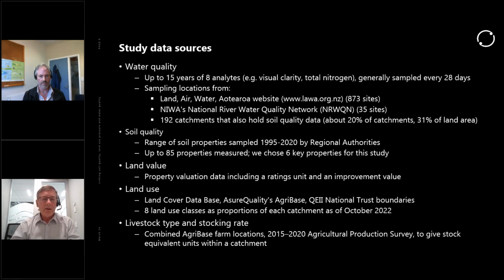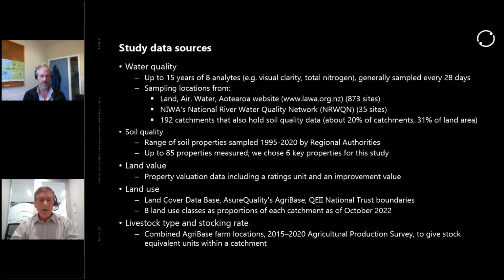Thanks, John. The data for this study comes from a number of different sources. The main responses are water quality analytes. This is up to 15 years of these properties. That includes things like total nitrogen or visual clarity, for instance. Generally sampled every 28 days, but there are exceptions, and there are long time series and short time series as well.